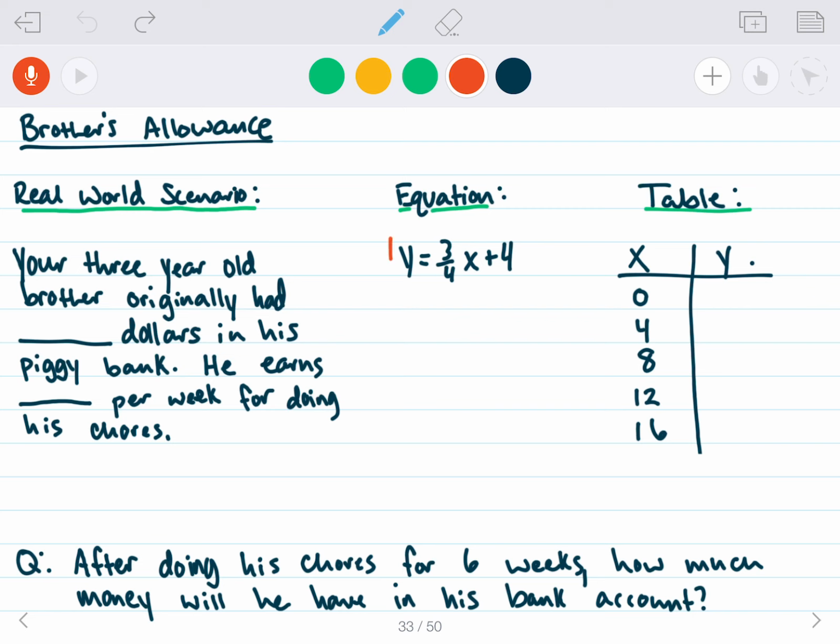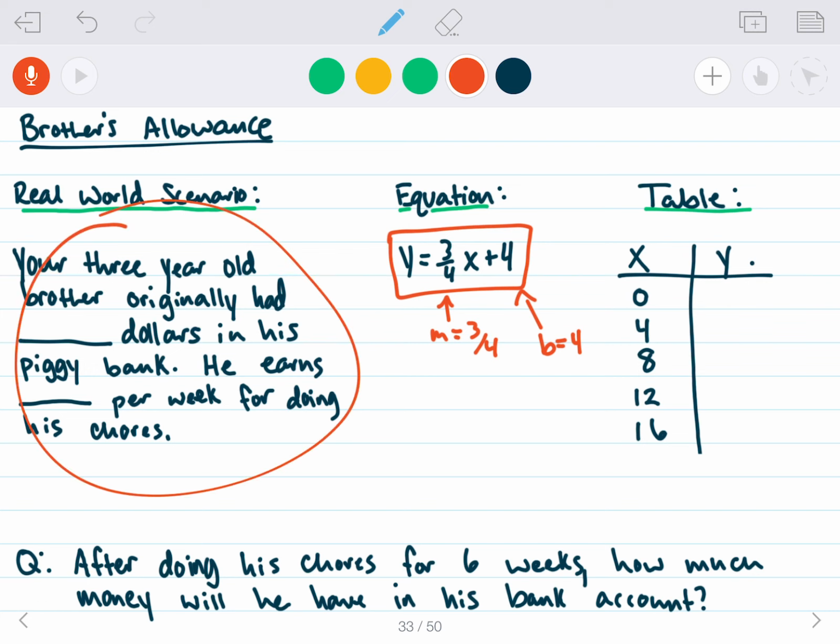So first of all, we're given an equation for this situation. We're given that our slope is 3/4 and that our y-intercept is 4. Can we fill in the blanks here with that information? It says your 3-year-old brother originally had some amount of dollars in his piggy bank. He earns some amount per week for doing his chores. So what's going to go in which blank?